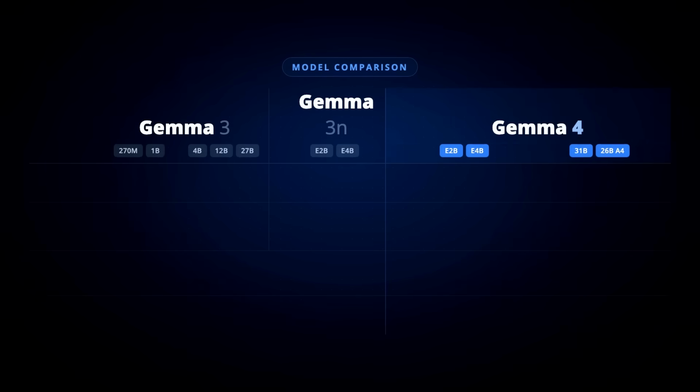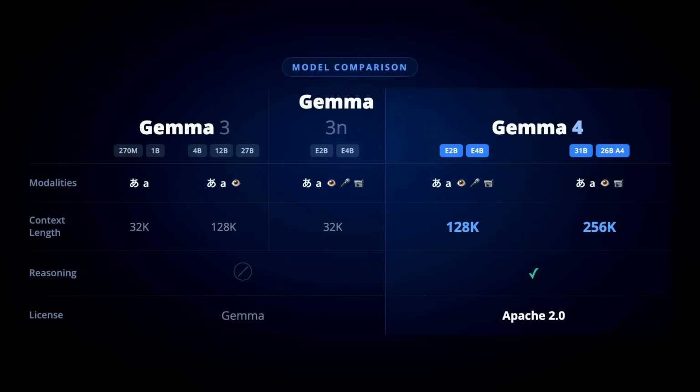So generally, comparing Gemma 4 against Gemma 3 and Gemma 3N, you've got a lot more updates, with the smaller models supporting audio and better multimodality support. And whereas Gemma 3N only had a context window of 32K, even the small models on Gemma 4 have a context window of 128K, and then 256K for the bigger models.